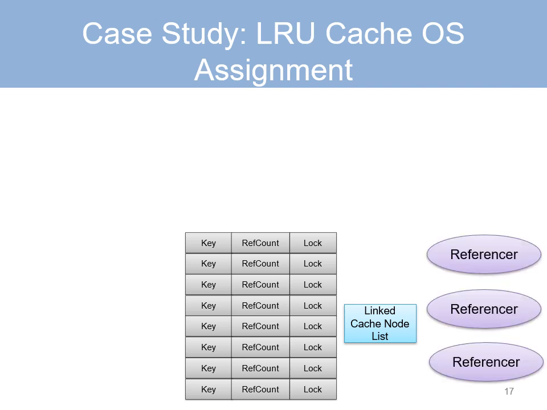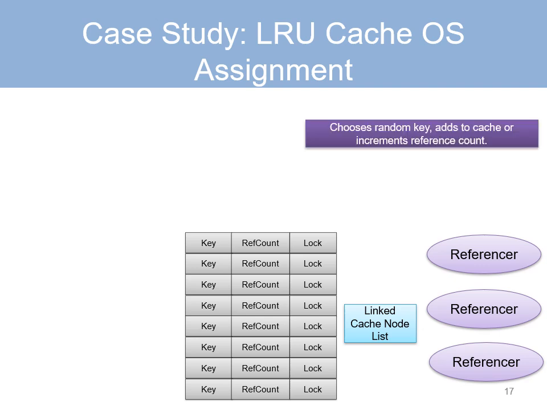And they had a bunch of referencer threads that went and incremented the reference count. So each referencer basically chooses a random key. If that key is not already in the cache, it adds it to the cache. Otherwise, it increments the reference count.